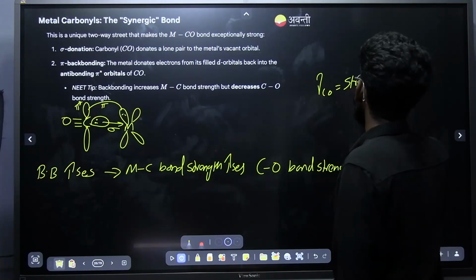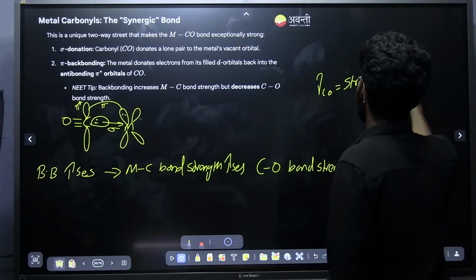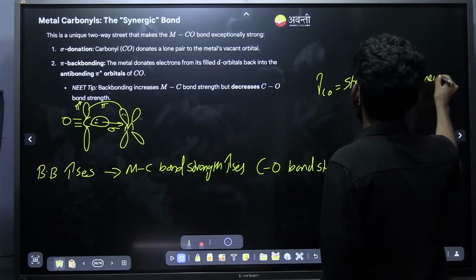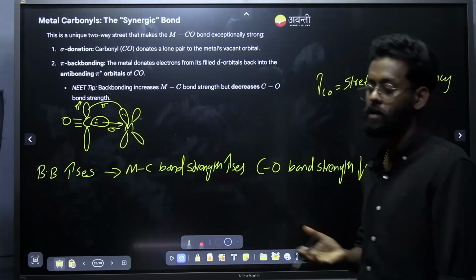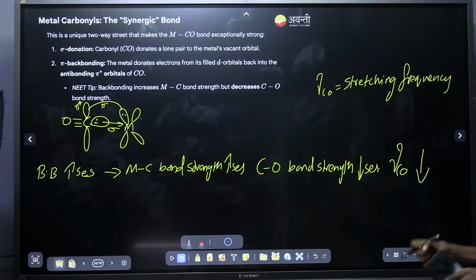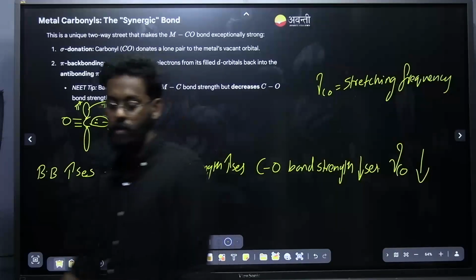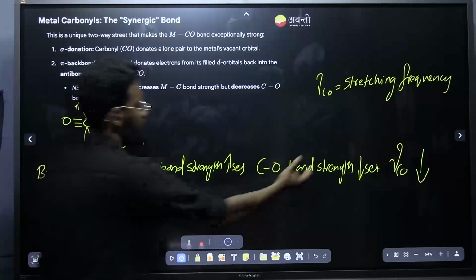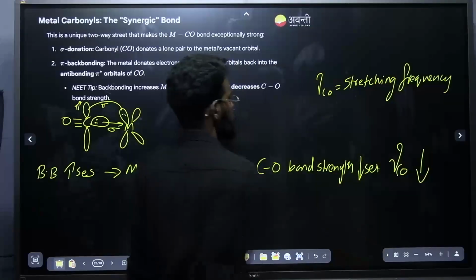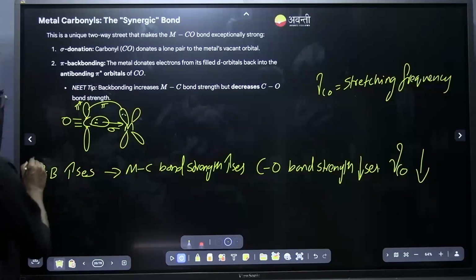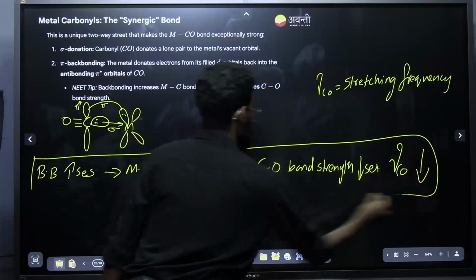Nu CO is the stretching frequency. What is stretching frequency? It is the energy required to stretch the carbon oxygen bond. If the bond strength is lesser, we need only less energy to stretch the carbon oxygen bond. These are the points that you have to note down in the case of metal carbonyl complexes.